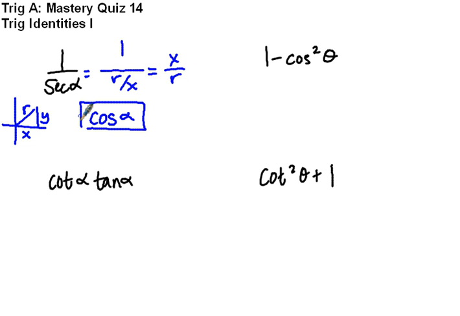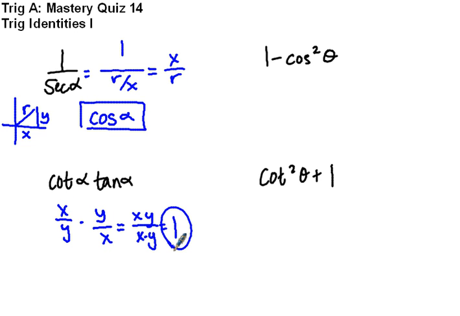Alright, next problem that's kind of like the same thing. You can solve it using your x, y, and r. The cotangent is x over y. The tangent is y over x. And if you multiply those two fractions, you get x times y over x times y. Everything cancels and it's 1. Which makes sense, again, because cotangent and tangent are reciprocals of each other. And when you multiply two reciprocals, you get an answer of 1.